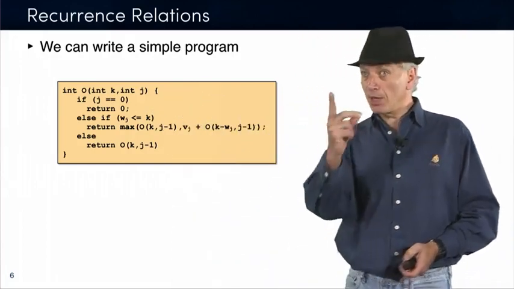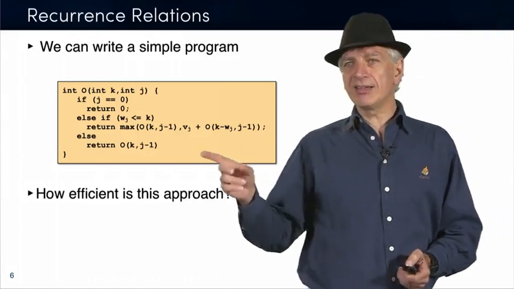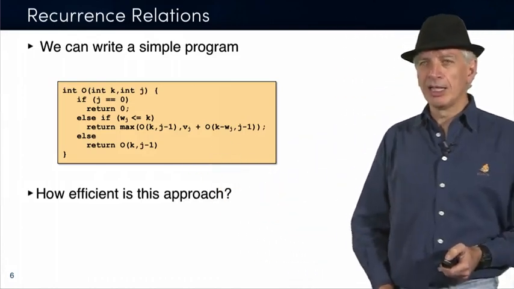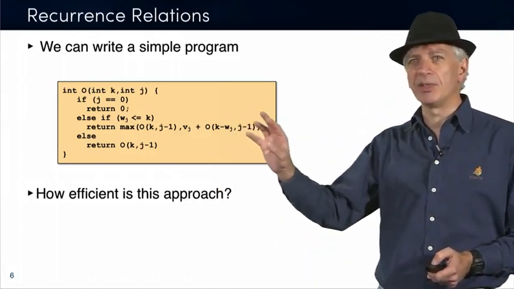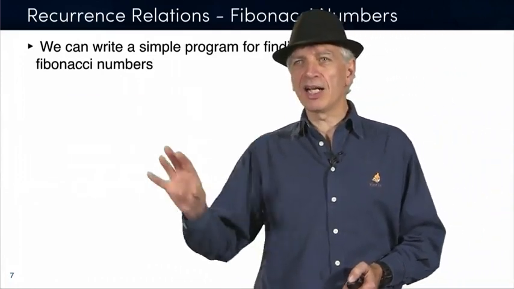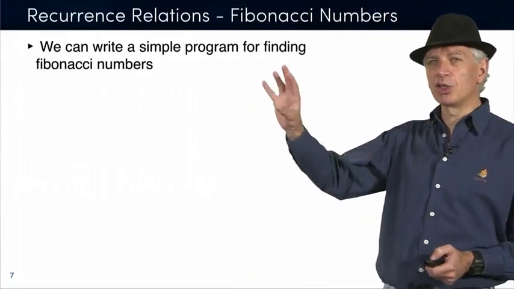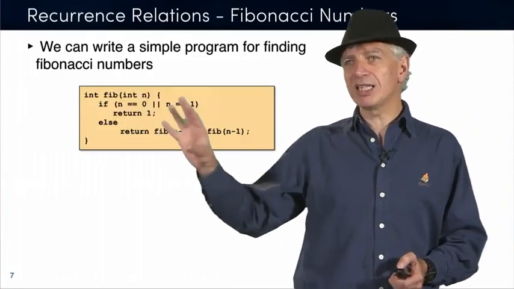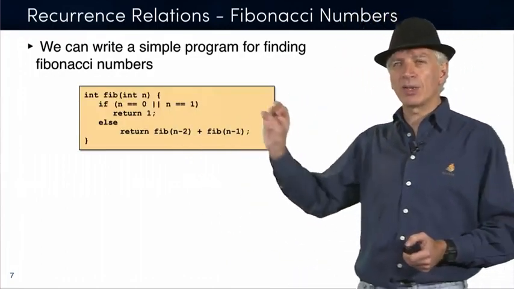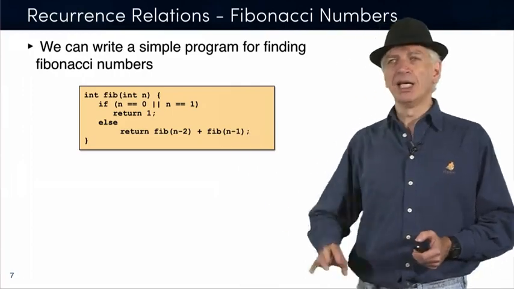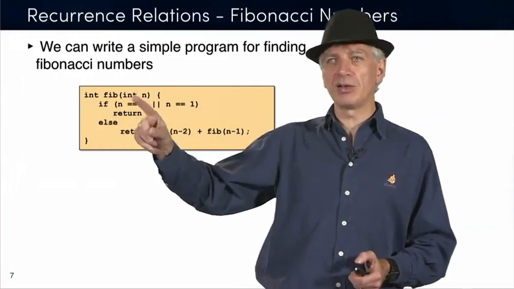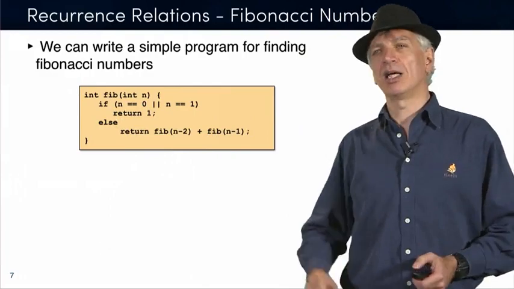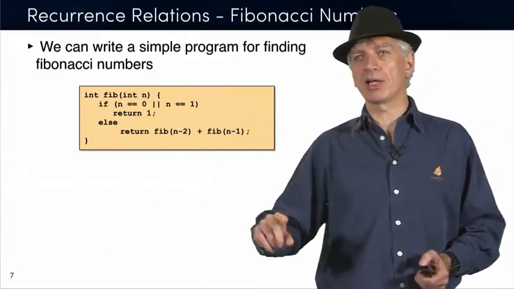Now, one question that I have for you is, is this actually efficient? Can you tell me how efficient this algorithm is? Let me use an analogy here. What I'm going to show you is a program for computing Fibonacci numbers. It's basically the same structure, a little bit simpler than what I've shown you for the knapsack problem. If we want to compute the value of the Fibonacci number of n, if n is equal to 0 or 1, the value is 1.